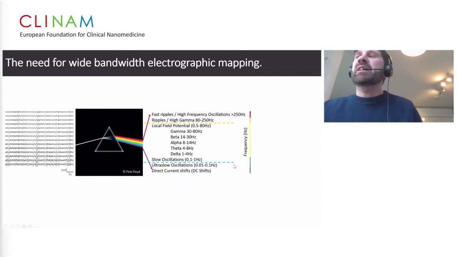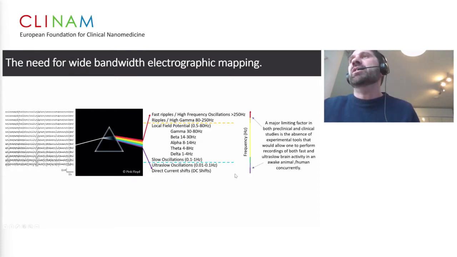But in recent years, and in particular in the field of epilepsy, we know that there are biophysical markers, electrographic markers, that occur in frequencies that are higher than this. These include ripples, high gamma, and also high frequency oscillations, but also very important markers that can occur below this range, which we call ultra slow oscillations or direct current shifts. And really, one of the major limiting factors for both preclinical and clinical research studies at the moment is the absence of experimental tools that would allow us to record all the way from direct current up to high frequency oscillations and map these signals across the brain using a single device.